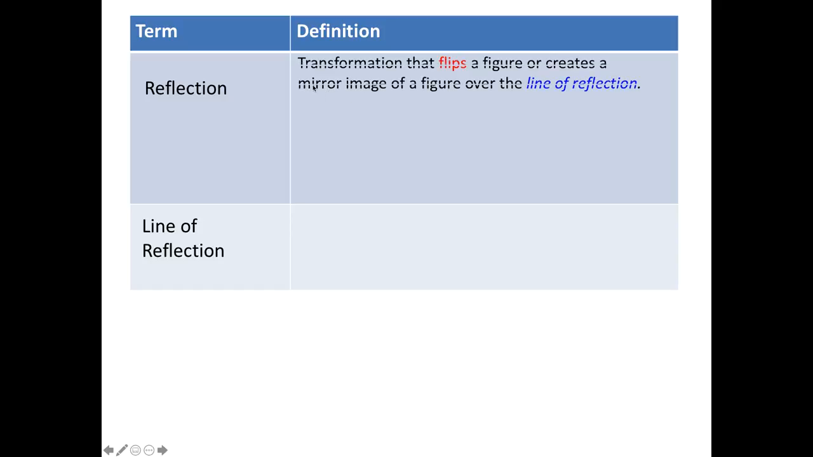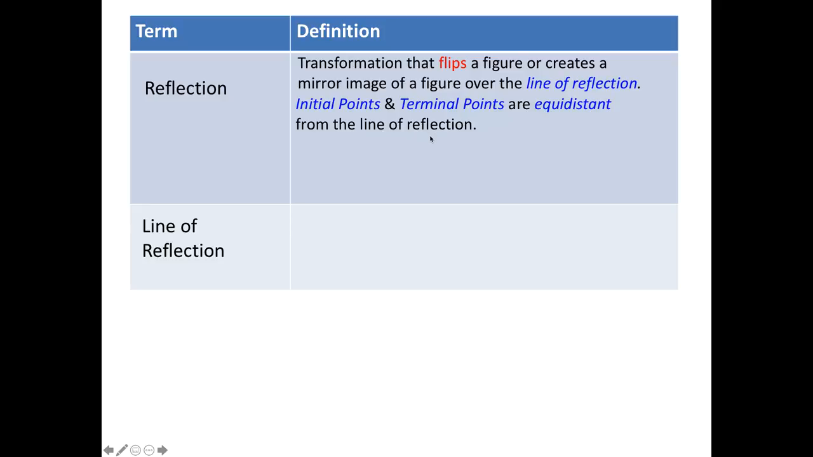Reflections. A reflection is a transformation that flips a figure or creates a mirror image of a figure over the line of reflection. Two of your vocab words: reflection and line of reflection. It has initial points and terminal points, as all transformations do, and they are equidistant from the line of reflection.